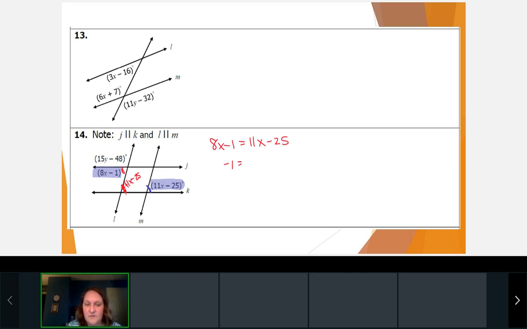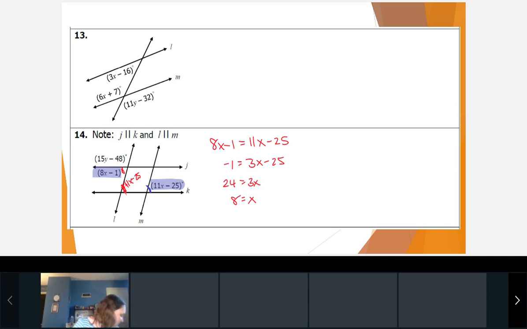Subtract 8x from both sides. Add 25 to both sides. Divide by 3. I'm going to take that x equals 8 and plug it back in here. 11 times 8 minus 25. What do we get? 63. So that means this angle is 63 degrees. And now I have a linear pair. Linear pair is supplementary.